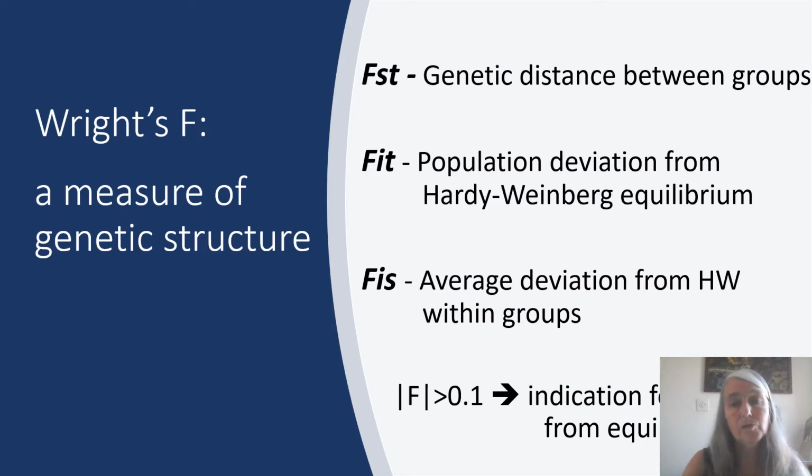Wright's F values include 3 types. We have FST, which is the most important one from my perspective, as it measures genetic distance between groups. FIT measures the overall deviation of the population from Hardy-Weinberg equilibrium, and FIS is the average deviation from Hardy-Weinberg within groups. Under random circumstances, all F values would be 0, and an F value larger than 0.1 is considered an indication of some deviance from equilibrium.